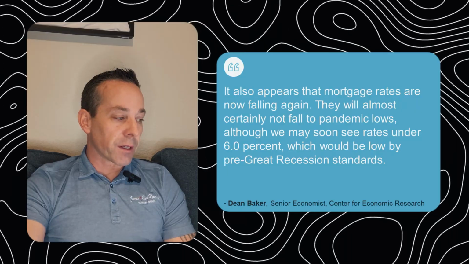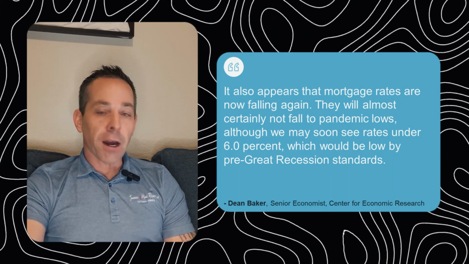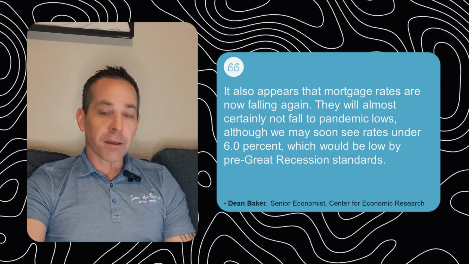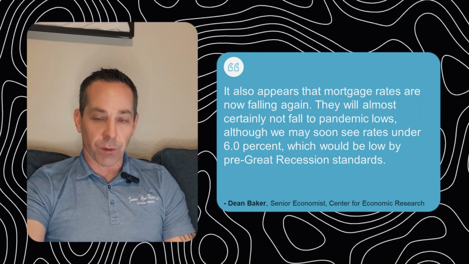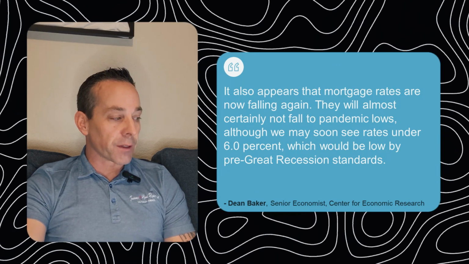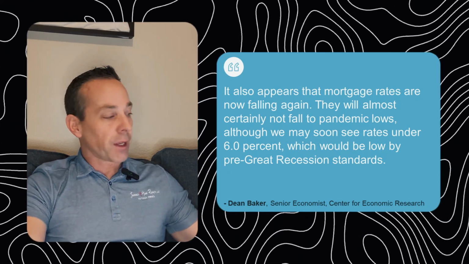But I'll show you on these next two charts, two experts that really directly talk about it and why they believe it's going to happen. So the first one is Dean Baker, senior economist, Center for Economic Research, and he says, it also appears that mortgage rates are now falling again. They will almost certainly not fall to pandemic lows. That's those unicorn years that we're talking about, the 2s and the 3s. Although we may soon see rates under 6%, which would be low by pre-Great Depression standards.